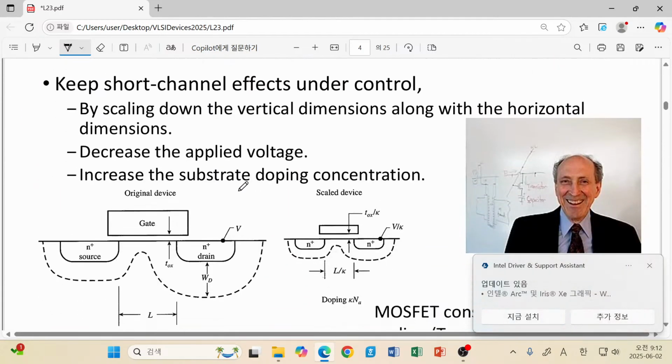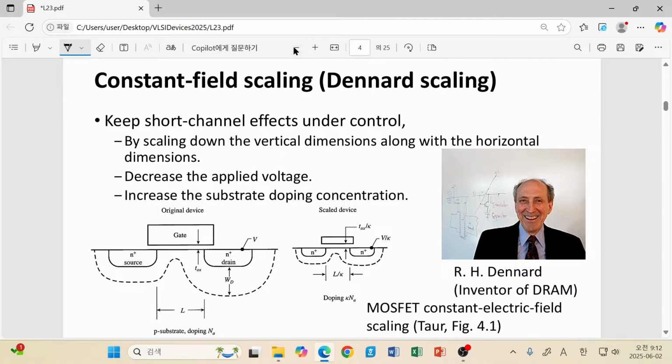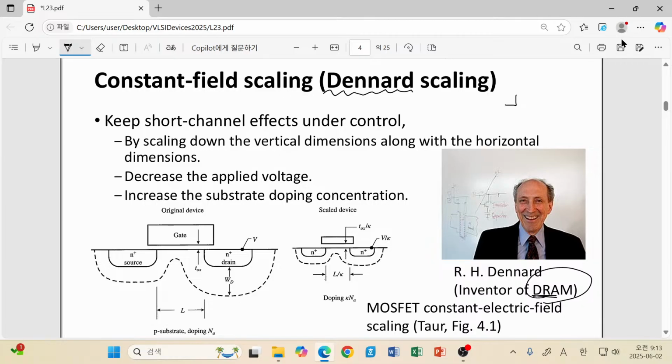So now let's go to this slide. This is constant field scaling, also called Dennard scaling, following the very famous engineer Dennard, who invented DRAM and also proposed this scaling law. Do you know what DRAM is? DRAM is a memory device which has a single transistor and a single capacitor, and by storing certain charges in this capacitor or not, we can write down information 0 or 1. So 1 bit is stored by one transistor and one capacitor.